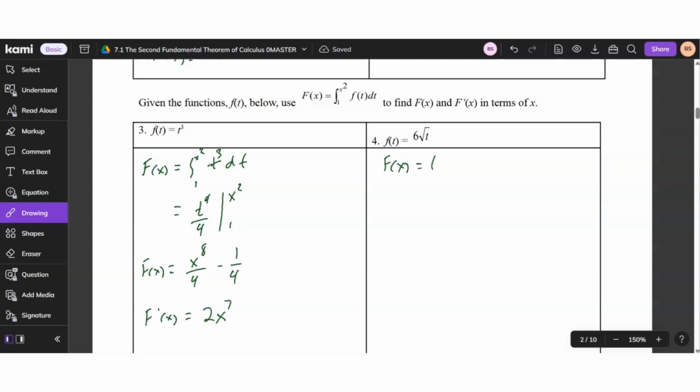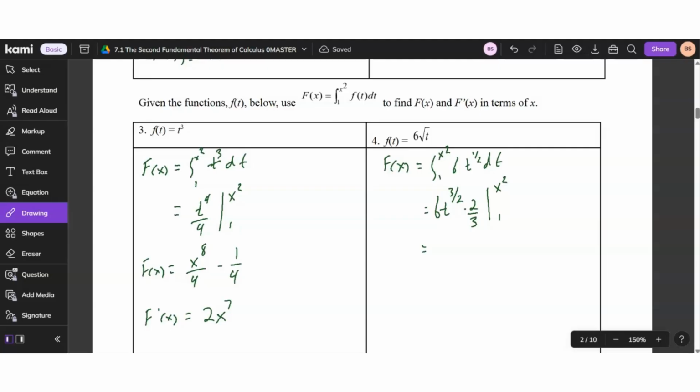So f of x is the integral from 1 to x squared of 6t to the 1/2 dt. If we integrate that, we're going to get t to the 3/2. It's technically 6. Well, let's write it out the long way. Let's not do it in our heads this time. 6t to the 3/2 times 2/3, because if we divide by 3/2, that's the same as multiplying by the reciprocal. And that's going to be evaluated from x squared to 1.